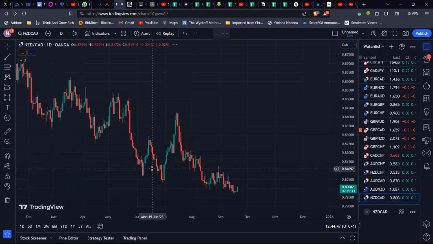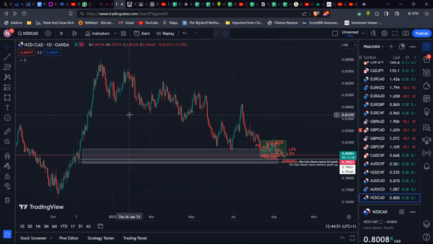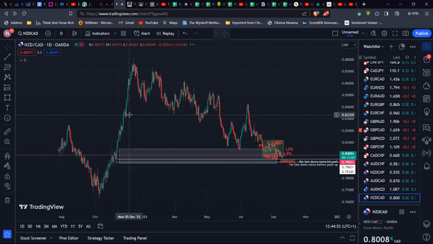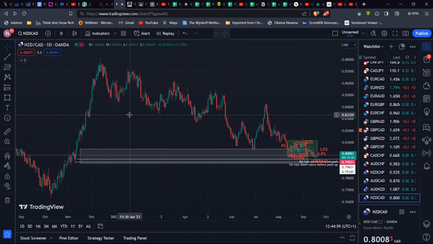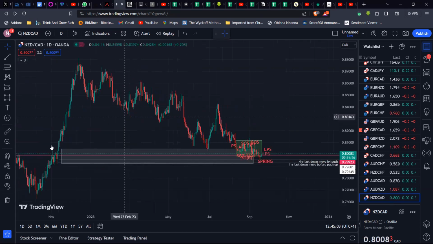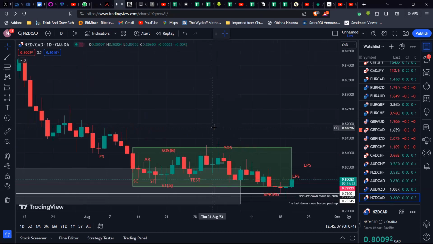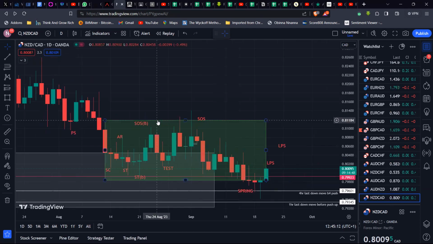NZD CAD. Yeah, I'm still waiting for this one to make its move. I tried getting involved in a trade here. Wasn't the best. But you see, this is a daily move, so all of this is just structure. Now, if I zoom in here, you see how I labeled my Wyckoff. I'm just anticipating the Wyckoff accumulation schematic. It hasn't played out, but this is looking quite strong.